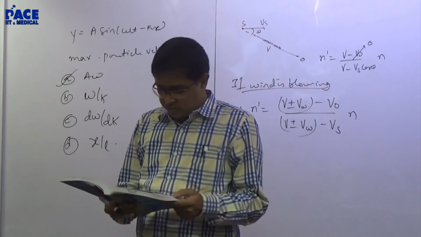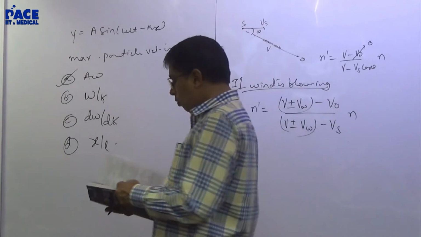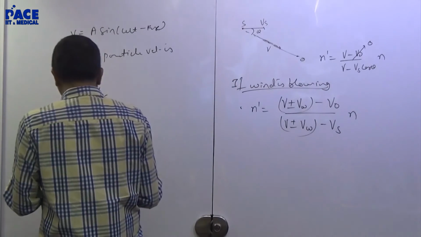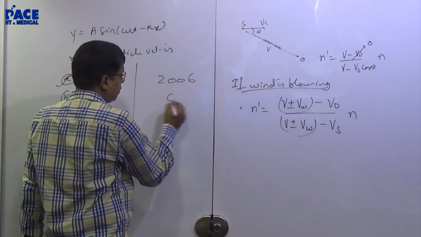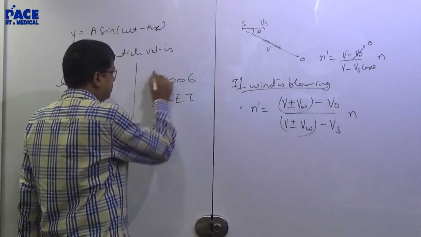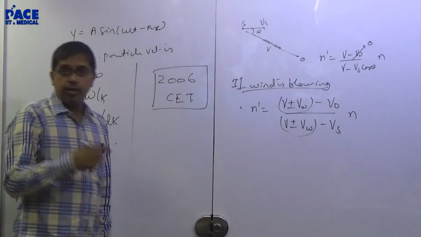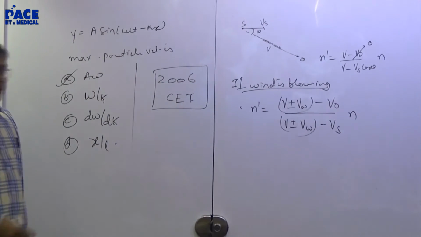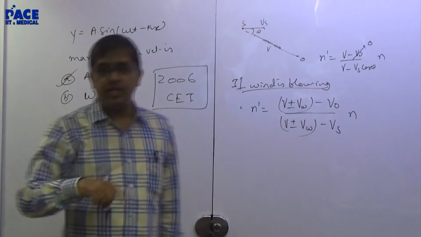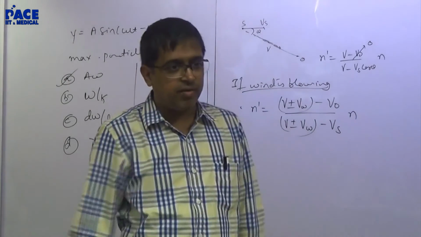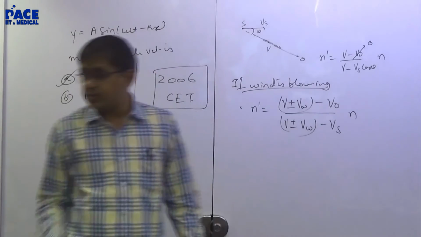Listen, today after going home all of you will solve 2006 JEE paper, 2006 CET paper. This is the toughest paper I have seen till now. Right? Please solve this. See, you do not have one topic in your CET syllabus which I see in waves that they have asked. Reflection coefficients.